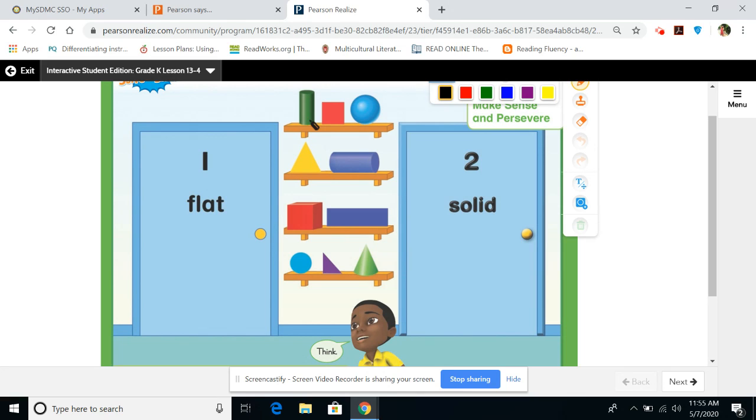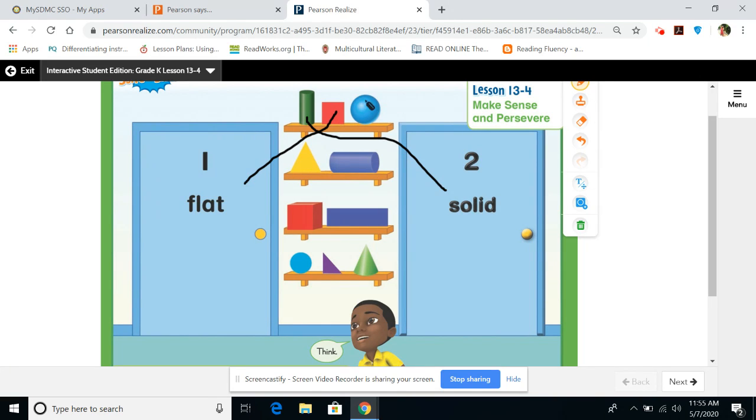Do we think a cylinder is a flat shape or is it a solid shape? Well, I think the cylinder is a solid shape because it's a 3D shape. It doesn't lay flat like a 2D shape would. Let's look at my next one. I have a square here. Do you think the square is a solid shape or is it a flat shape? That's right, my square would be a flat shape because a square lays flat like a pancake.